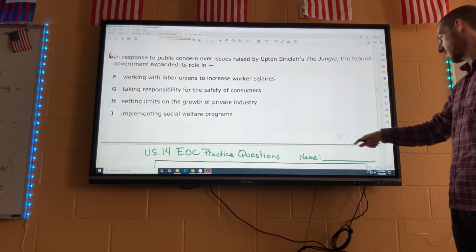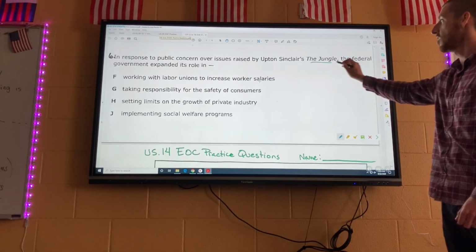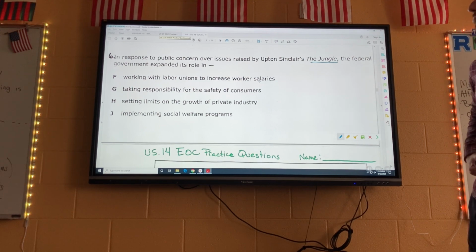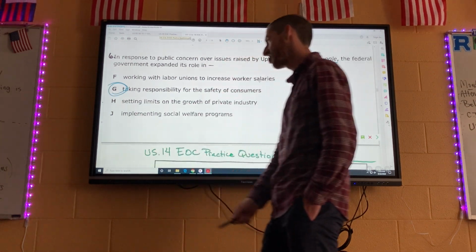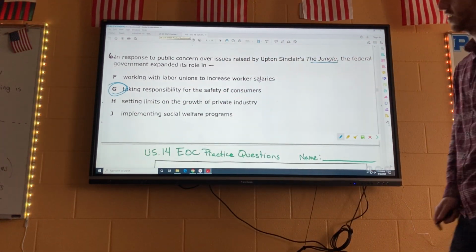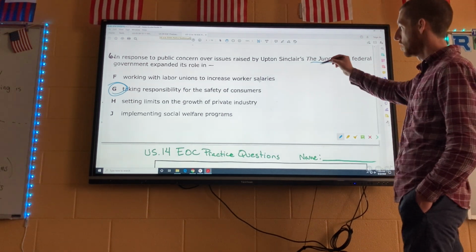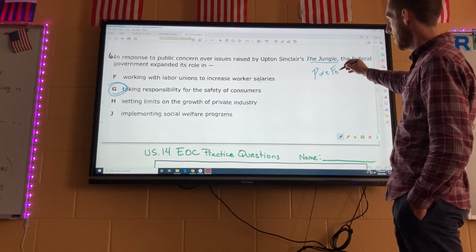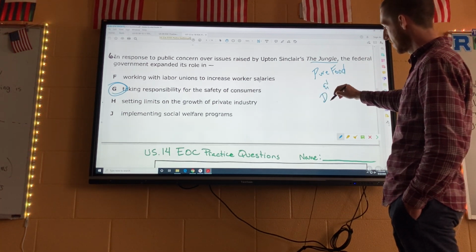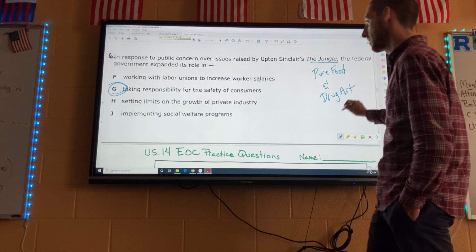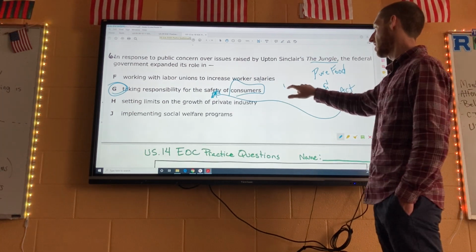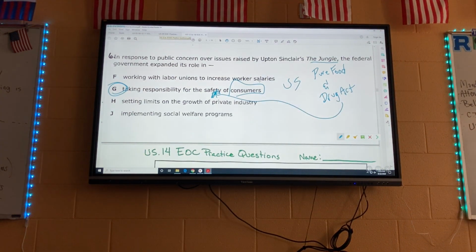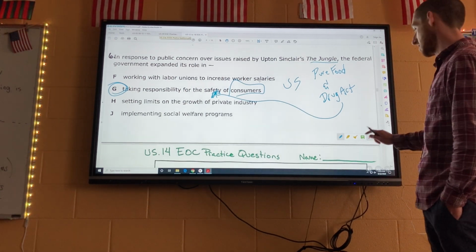In response to public concern over issues raised by Upton Sinclair's The Jungle, the meat industry, the government expanded its role in taking responsibility for the safety of consumers. 6 is G on that one. I basically just gave you the answer. If you remember, The Jungle leads straight to the Pure Food and Drug Act. The point is not that they're just trying to create a whole bunch of rules. It's because they're trying to deal with the safety of consumers, who is us, okay? They're worried about us as citizens, and so they're trying to look out for us. So 6 is G. Let's keep going.